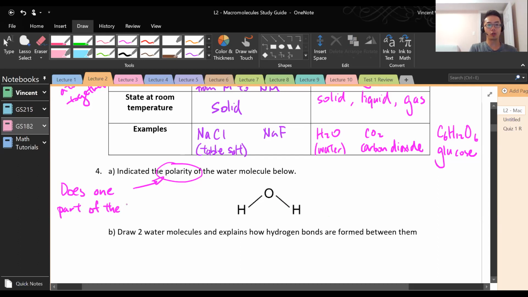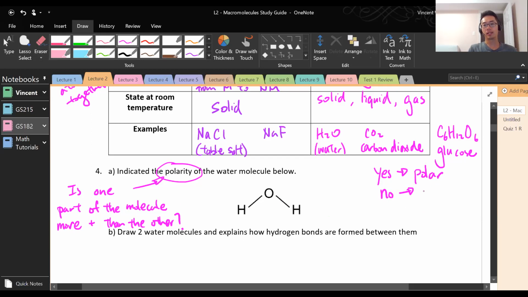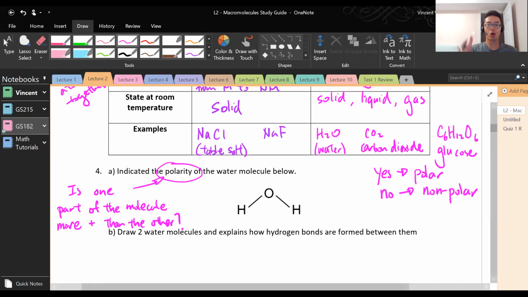Okay, so polarity basically means: is one part of the molecule more positive than the other? And if the answer to this is yes, then we say the molecule is polar. And if the answer to this question is no, then we say non-polar. Now do not confuse polarity with charge.